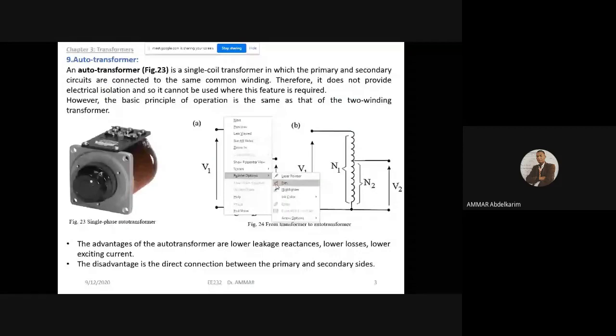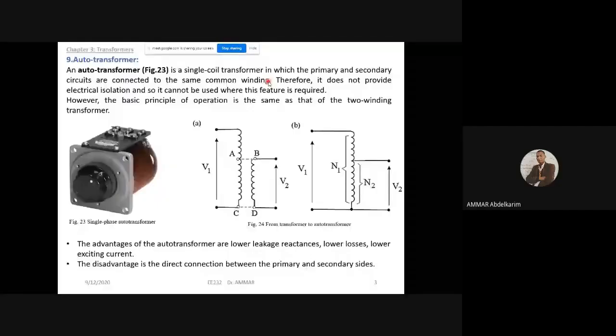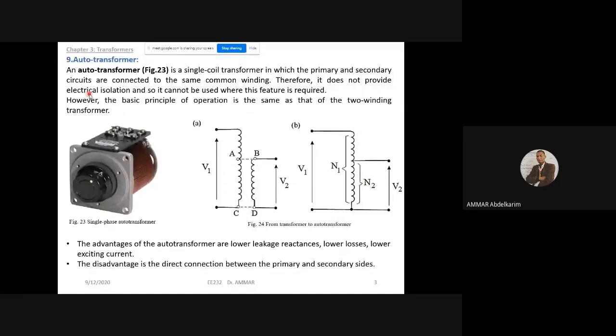So the auto transformer is a single coil transformer in which the primary and the secondary are connected to the same common winding. Instead of having a primary and a secondary, as you see in figure 24a, it has one common winding between the primary and the secondary. Therefore, it does not provide an electrical isolation. So this transformer does not perform that physical isolation.